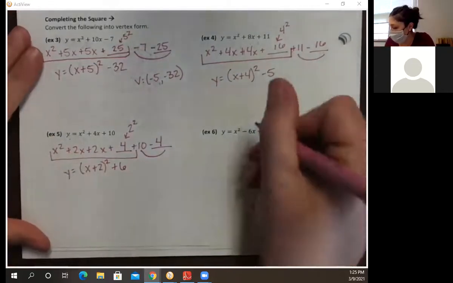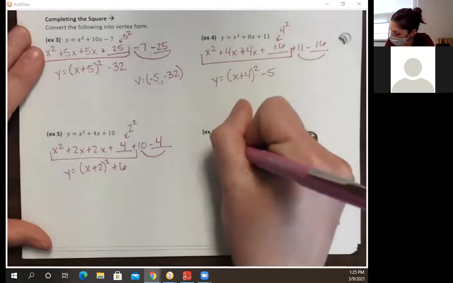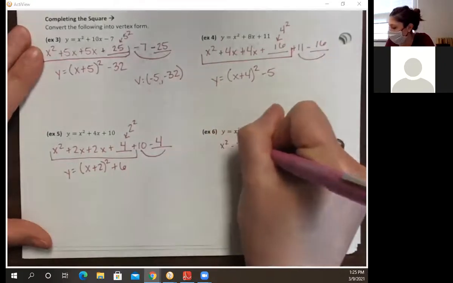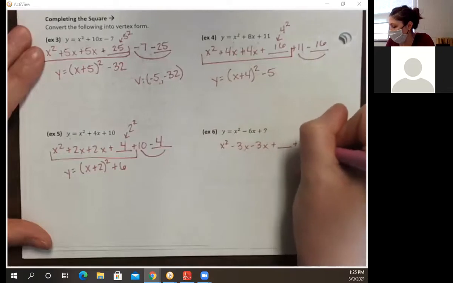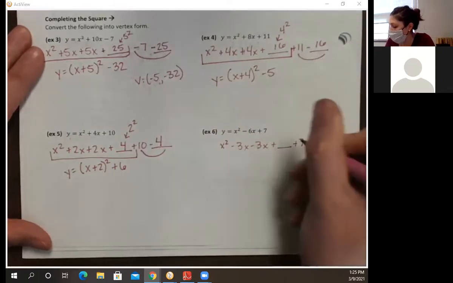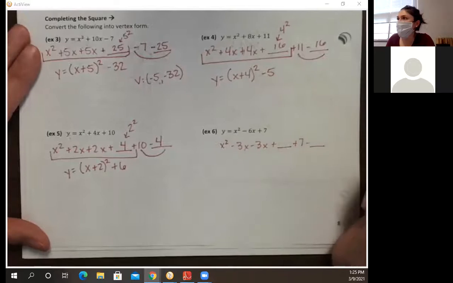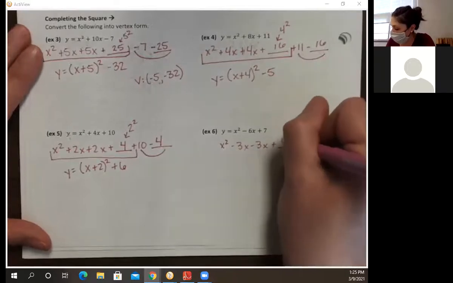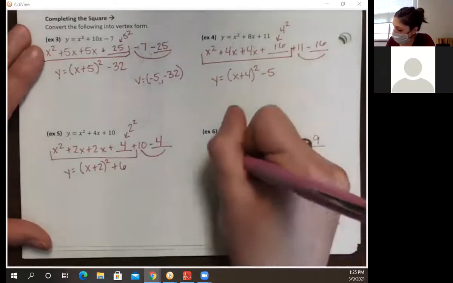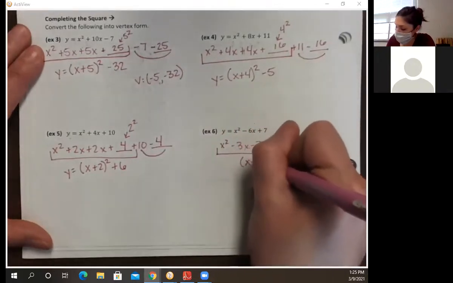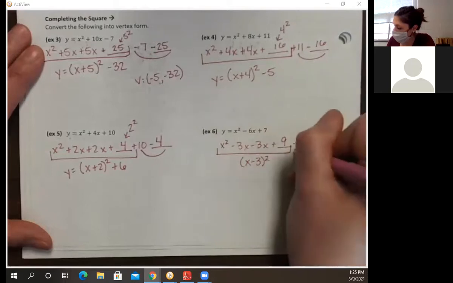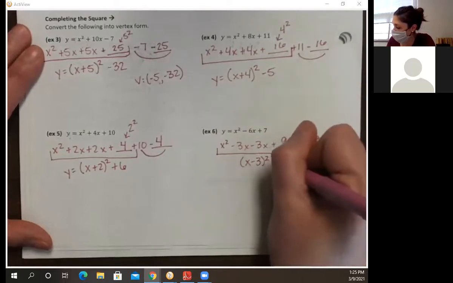Okay, for example 6, cut that negative 6x in half. That'd be minus 3x plus something plus 7 minus something. What do I want to fill in here? 9. Negative 3 squared would be 9. This part becomes x minus 3 squared. Combine like terms at the end, and we have minus 2.